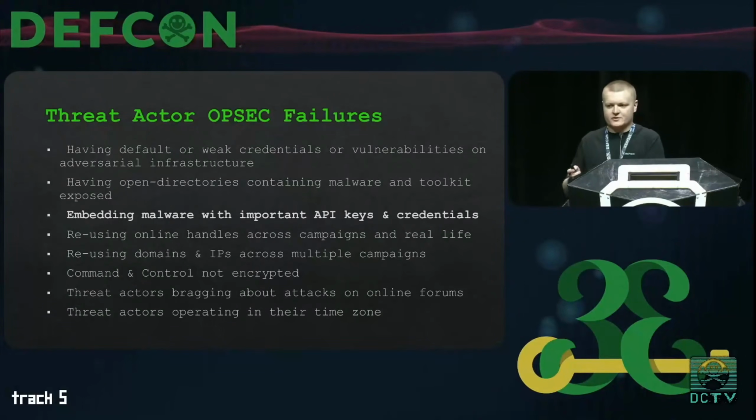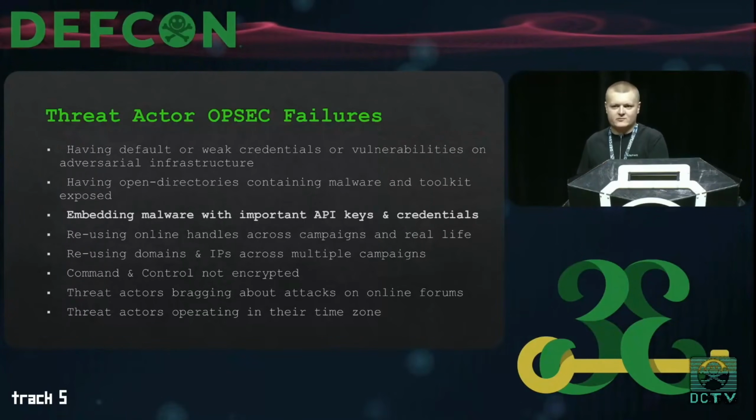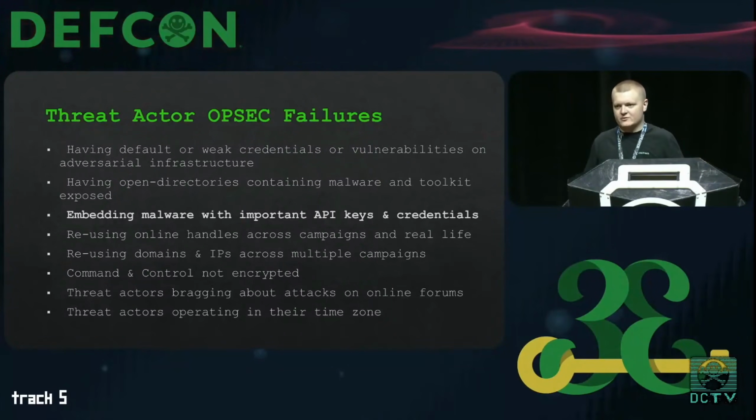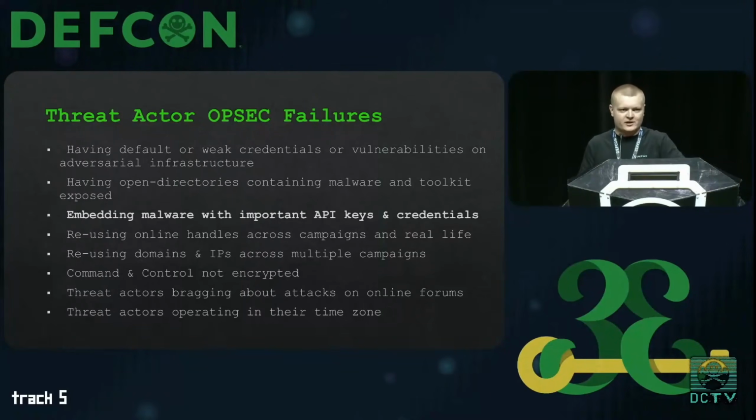Reusing online handles across campaigns and real life. We see this quite a lot in law enforcement wins, whether it's an individual on a cybercrime forum who uses the same online handle that they use, let's say, on Twitter or on some normal clear web forum from years ago. We sometimes see this used in arrests and takedowns, and so on and so forth. Command and control not encrypted. If your command and control communications are not encrypted as they're being sent through the network, defenders may be able to look at this and find interesting information which is being sent or received, and they could potentially use this in detections. I'm not going to go through and explain all of these OPSEC failures. A lot of them are pretty obvious, but I just wanted to highlight these.